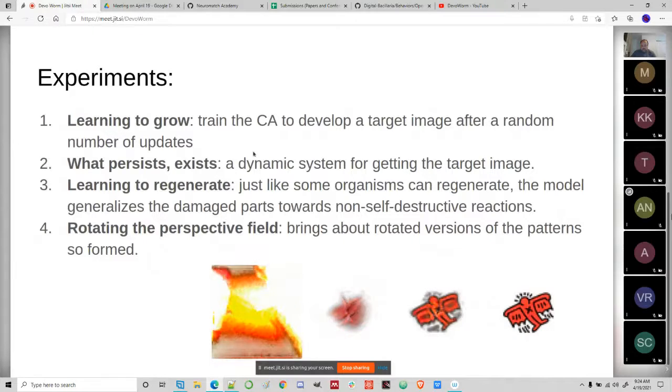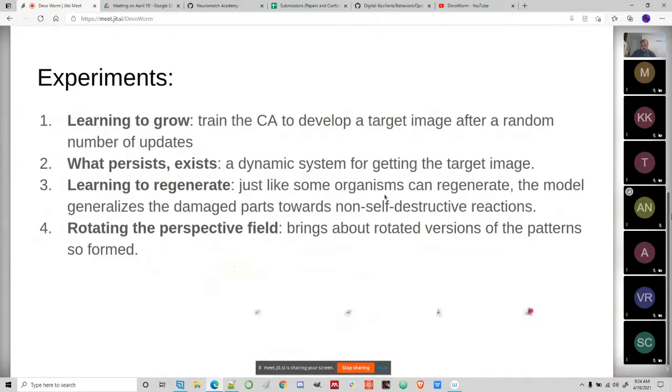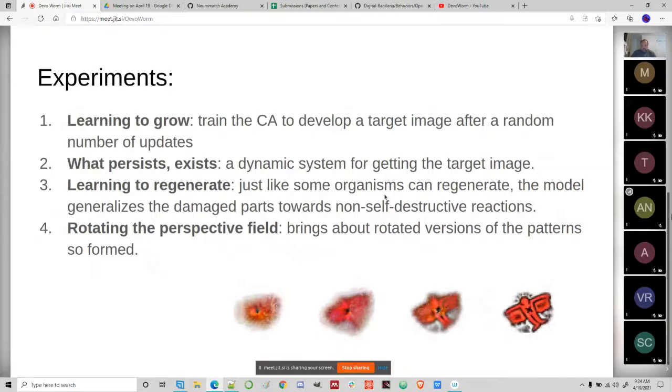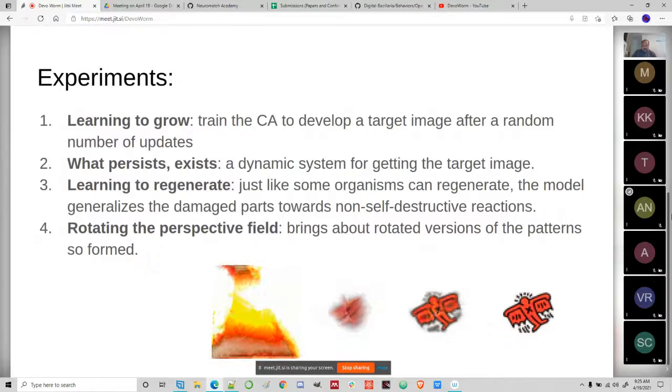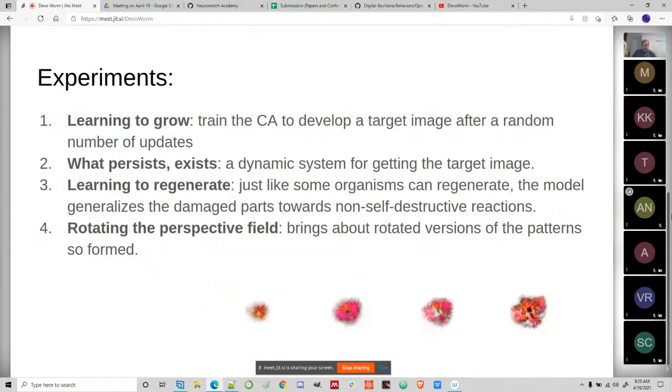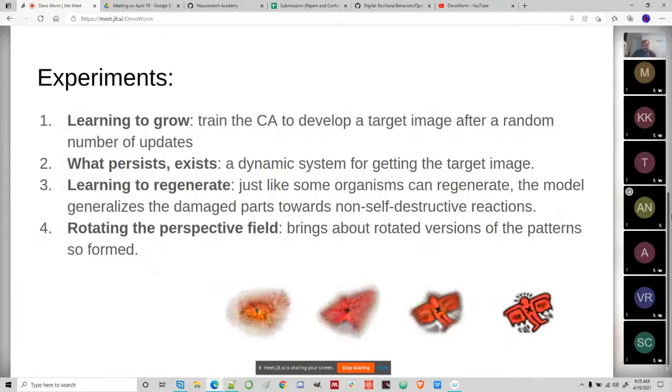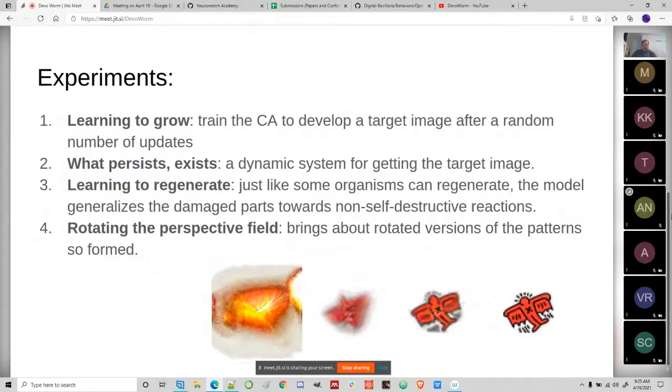The next thing would be to use a dynamic system for getting that image, not a very hard-coded one, but a dynamic way. Then the next part is, what if we cut this last image in half? Would the cellular automata be able to regenerate the second part of it? That is the third part of the project. And rotating the perspective field: if we tilt the object a bit, what difference would that cause to the output? These are the four experiments I will be doing in the near future.